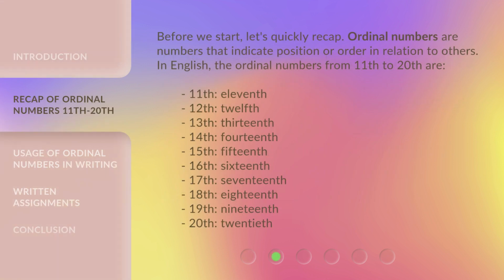Before we start, let's quickly recap. Ordinal numbers are numbers that indicate position or order in relation to others.